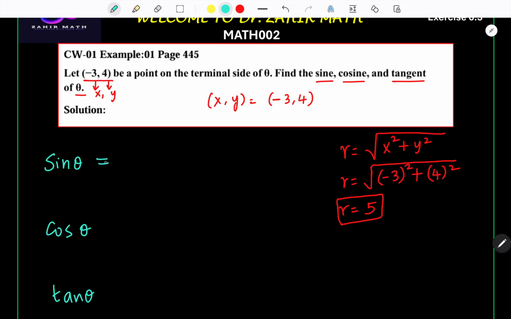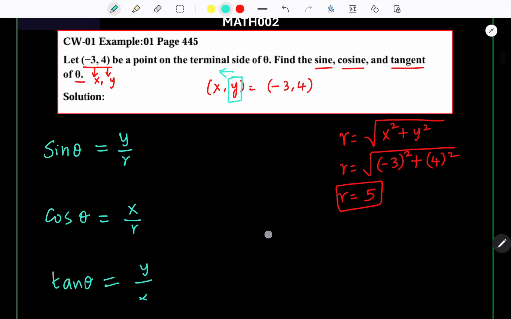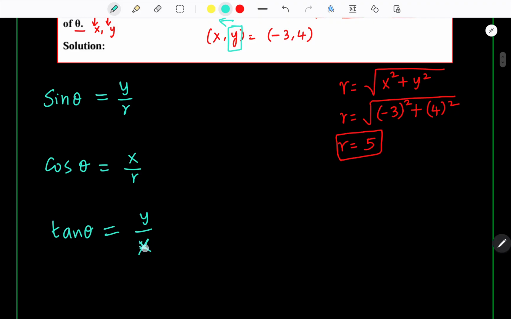What is the formula for sine theta? Sine theta is y by r. Cos theta is x by r. And tan theta is y by x. If you make a small mistake, all the answers will be wrong. Be careful. So sine theta is y by r, cos theta is x by r, tan theta is y by x. Please remember, the first formula is y, y, y. It is not x. So y by r, x by r, y by x.